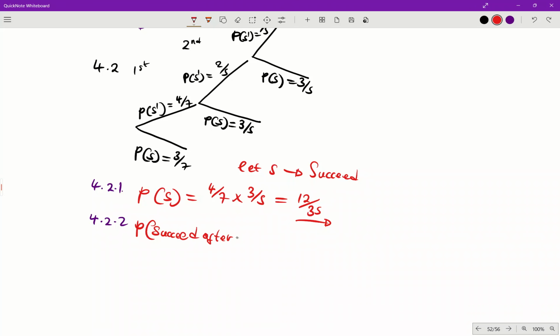after 3 attempts is going to be what? The first attempt, second attempt, the third attempt. So you see how you multiply, guys. I'm sorry for that. So that's 4 all over 7 multiplied by 2 all over 5 multiplied by 3 all over 5. You see, first attempt, second attempt, succeed. So that's 4 over 7 multiplied by 2 over 5 multiplied by 3 over 5. So this is simply 24 all over 175.